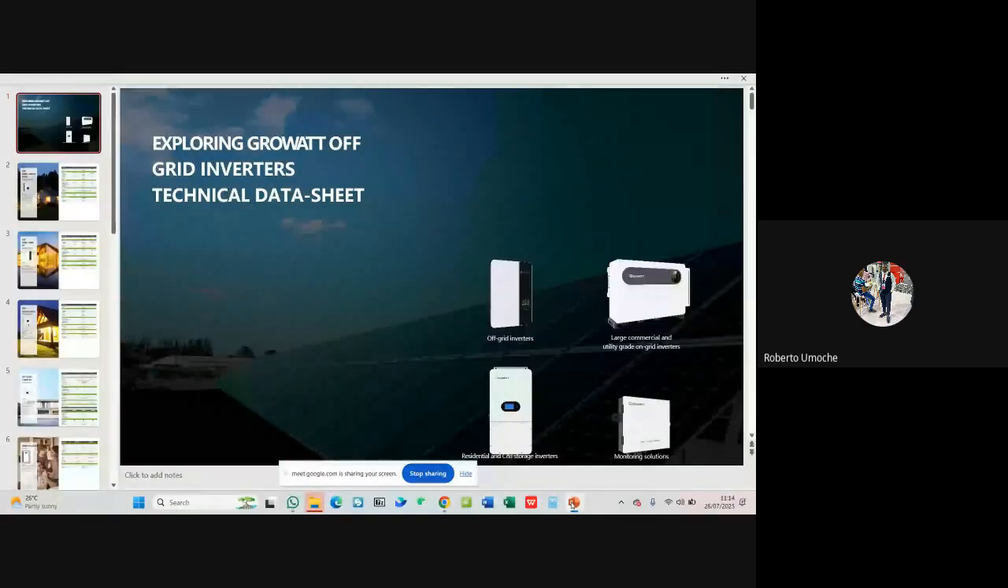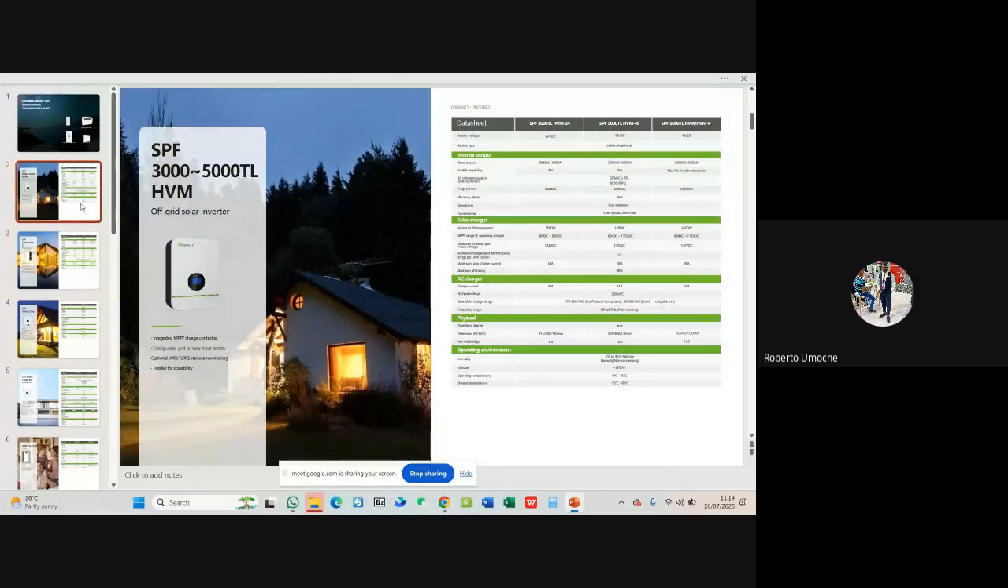Okay, please, can you see my screen? Yes, sir. Okay, so today I'll be running through some of the major models that we have currently in Nigeria for the off-grid systems, and some of the C&I products that we recently brought to the market. So starting from my slide, you have the SPF 3000 to 5000 TL HVM. This is one of our best-selling off-grid systems. It's a high-frequency system. So here is the data sheet.